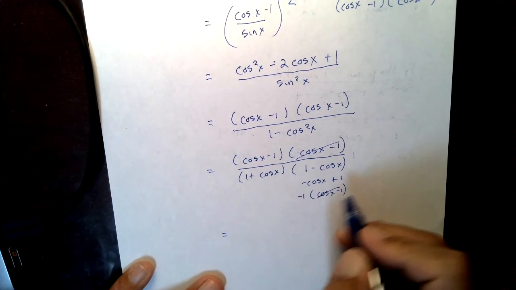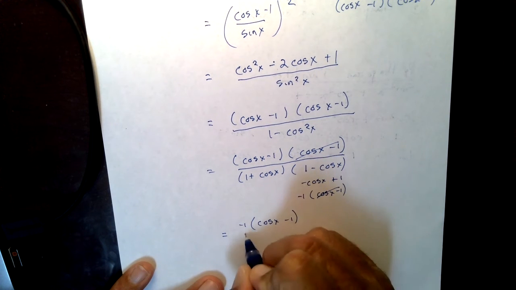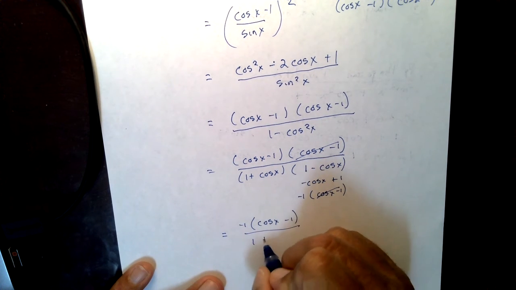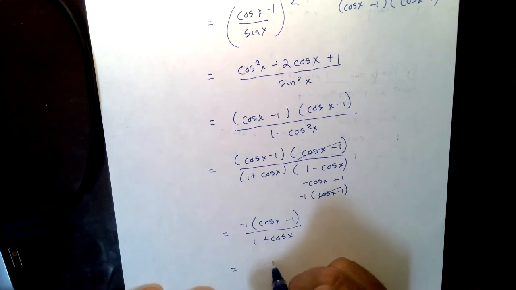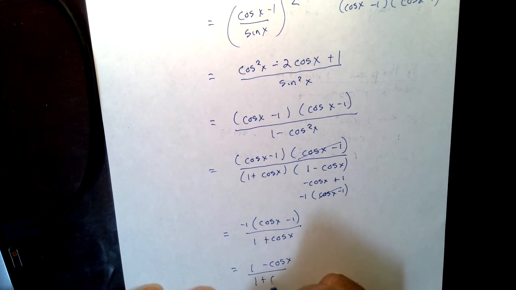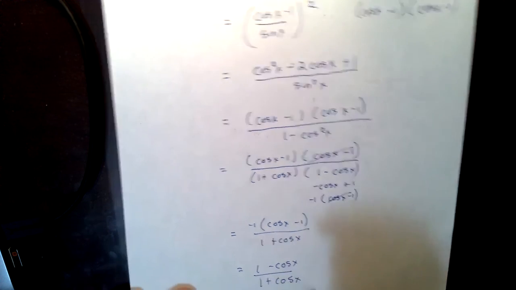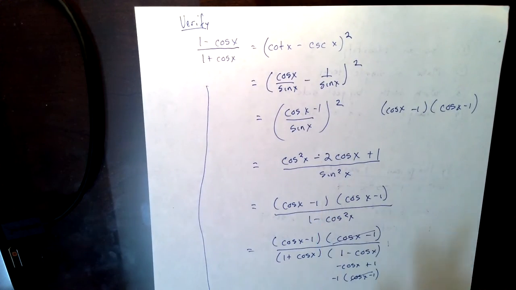So now I come to my next line. I have negative 1 times cosine of x minus 1 over 1 plus cosine of x. And if I distribute, I get negative cosine of x plus 1 over 1 plus cosine of x. Take it up, and that's where I went.